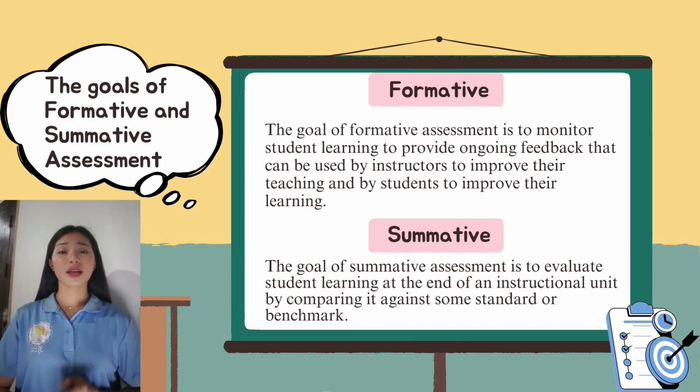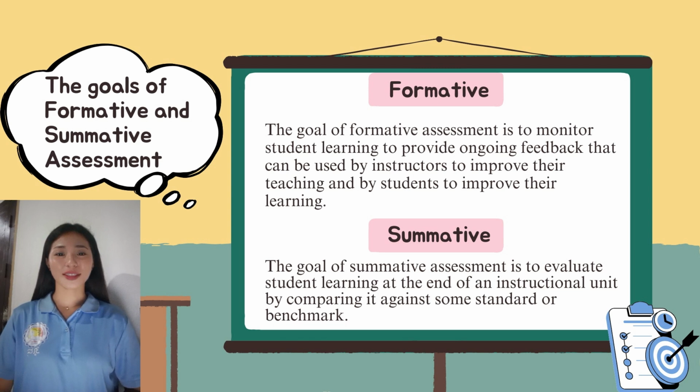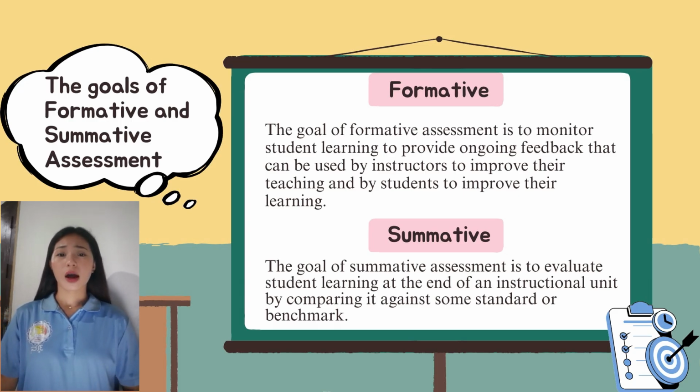And then, summative assessment is to evaluate student learning at the end of the instructional unit by comparing it against the standard or benchmark. So, summative assessment, on the other hand, looks at the final result. It usually happens after the unit or course to check if learning objectives have been met. For example, a final exam or a standardized test shows how much a student has achieved compared to the set standards. So the key difference is this. Formative assessment supports learning while it is happening, while summative assessment measures learning after it has happened.